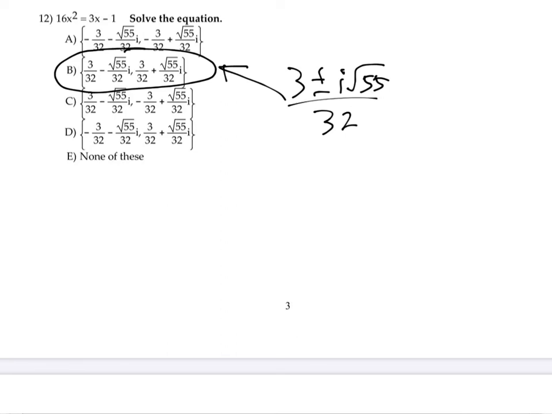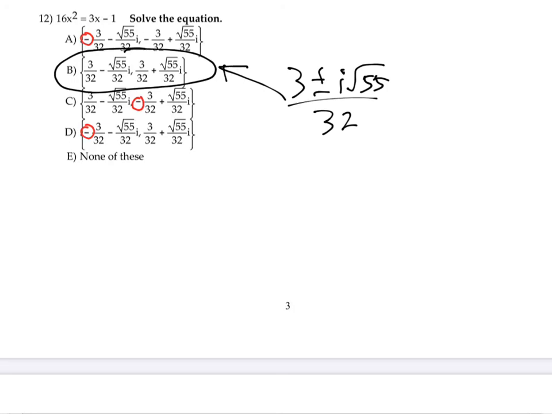C looks awfully close, but look, it's got that negative right here. That's a no-go. A has a negative there. That's a no-go. D has a negative there. That's a no-go. There's no negative on that 3. So the answer is B there. We good there? Is that making sense? All right, so that's number 12.